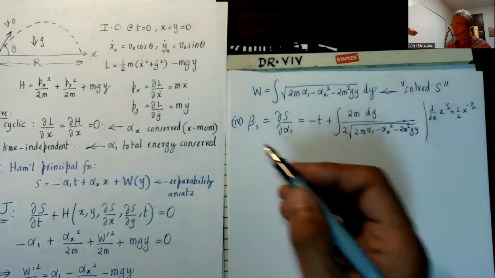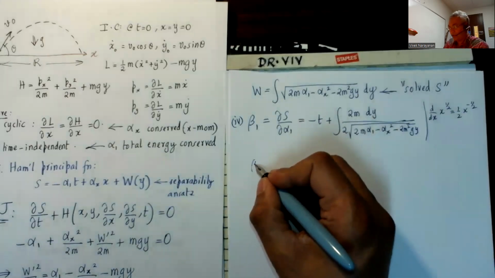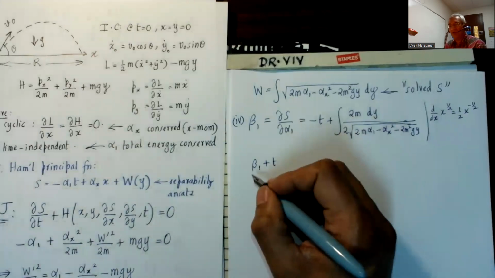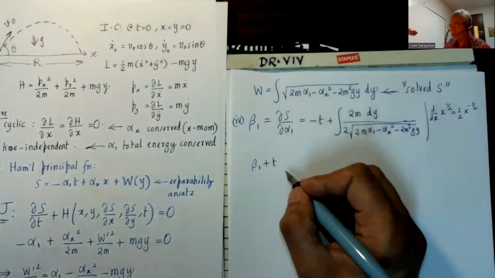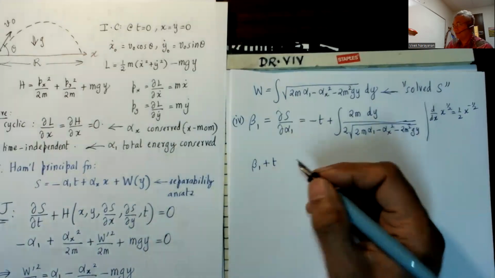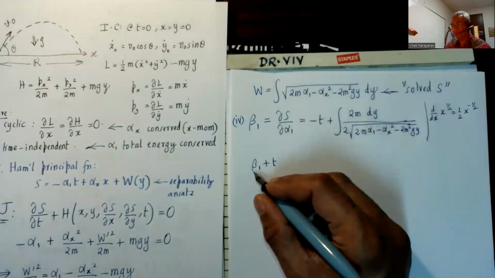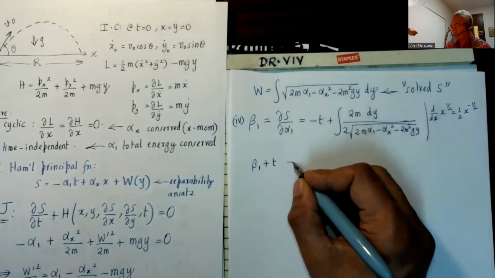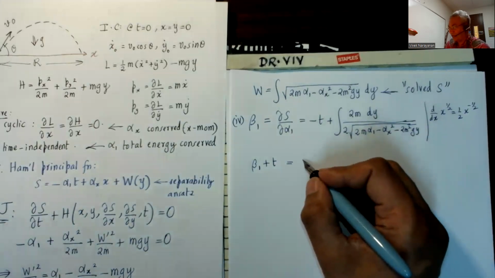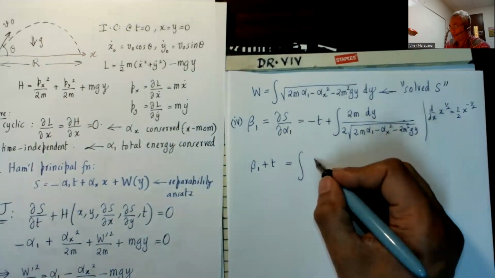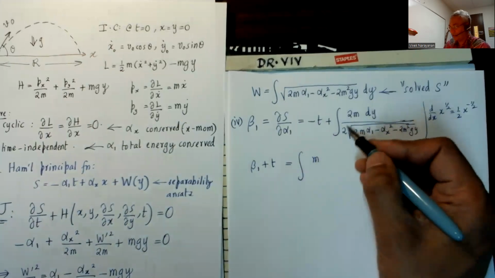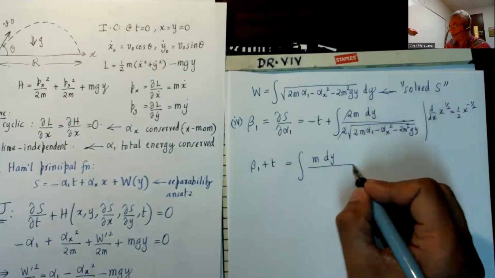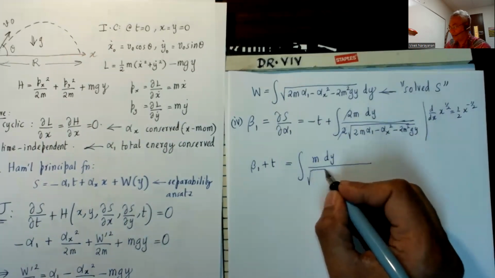Okay, I can take beta 1 and t on that side. So I get beta 1 plus t. This is common. We always do this. Beta 1 and time are kept together. These frequencies are always kept together with the initial angle. That's the initial angle, and this is the frequency times t. Frequency turns out to be 1 in this case. Integral m dy, the 2 cancels out, divided by the square root.